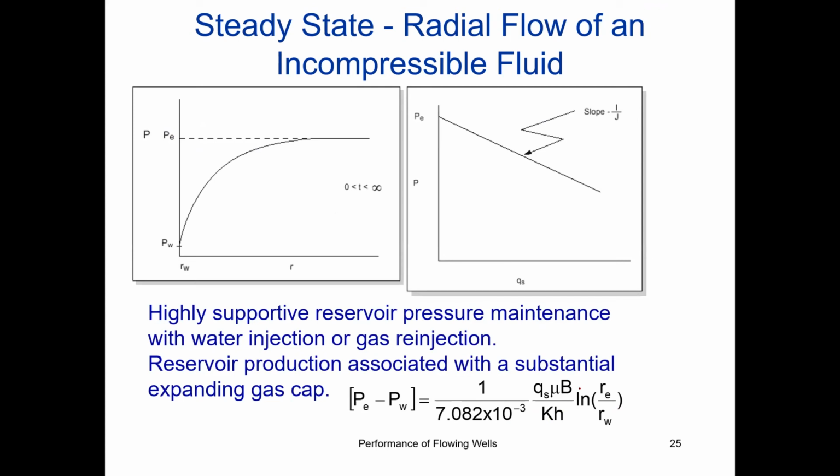So this is the pressure drop. The slope is called PI, the productivity index. And that is the relationship I mentioned, the straight line. This is a straight line. This is the reservoir pressure. This is bottom hole pressure.